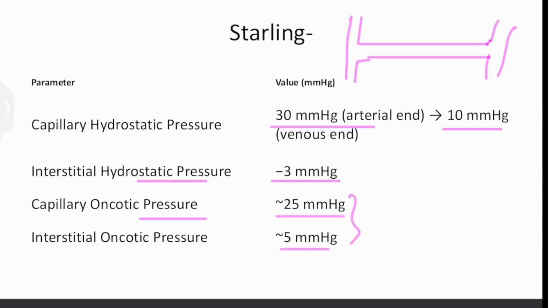The gradient of this determines how the fluid is maintained inside the capillaries. The gradient of these two determines how much fluid is going into the interstitial space. Hope this explanation is clear to you.